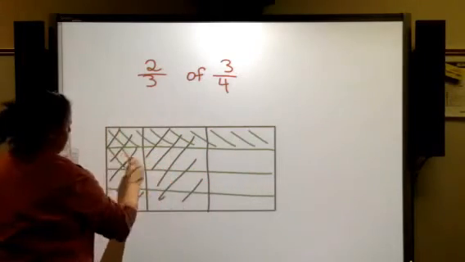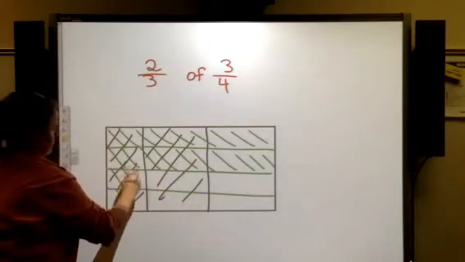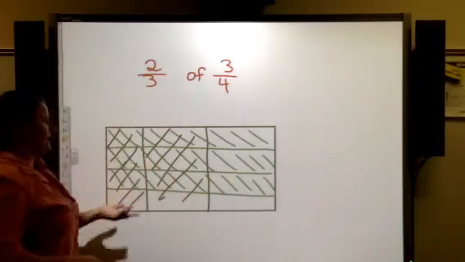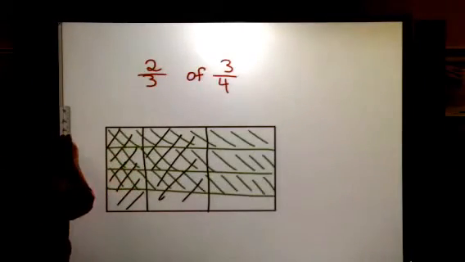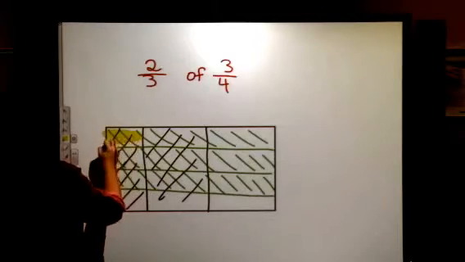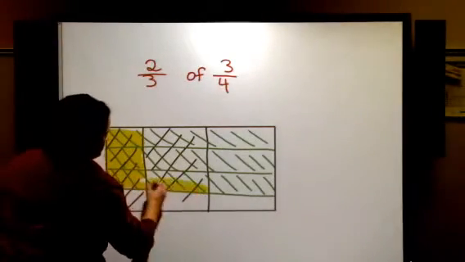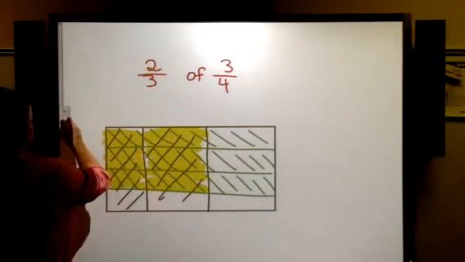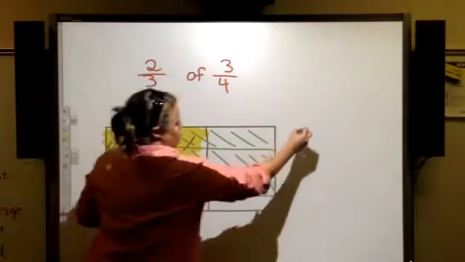So 1/4, 2/4, 3/4. And again, I'm looking for areas of the picture that have been shaded by both colors. And I see 1, 2, 3, 4, 5, 6 areas, 6 parts have been shaded by both colors.